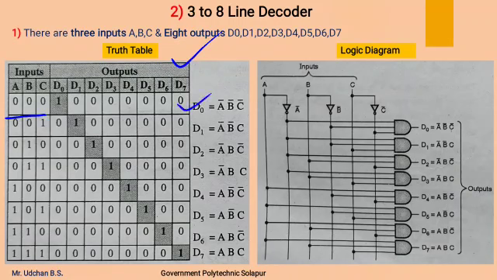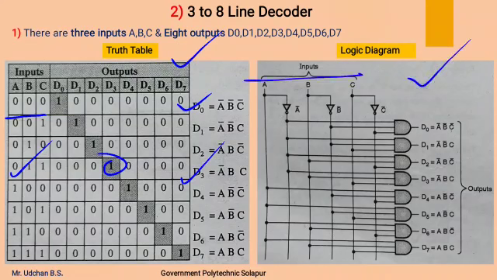So for D0 the output equation will be A bar, B bar, C bar. In the same way, all other output lines are at high level with their respective input combinations. If we take this one, 0 1 1, for that the D3 line is at high level, all other lines are 0. So the equation for D3 will be A bar B C. In the same way, all other output equations can be written, and using these output equations we can draw the logic diagram for the 3 to 8 line decoder.